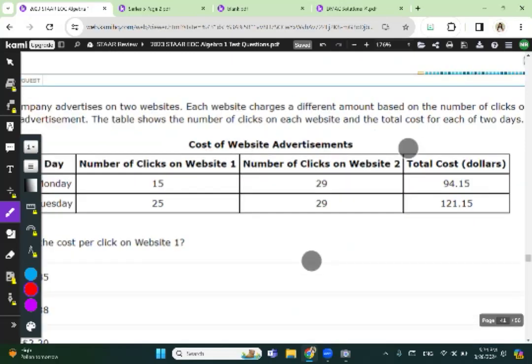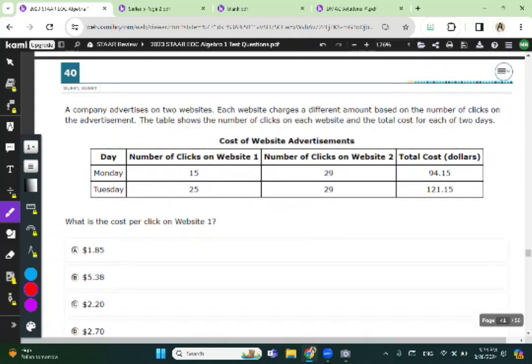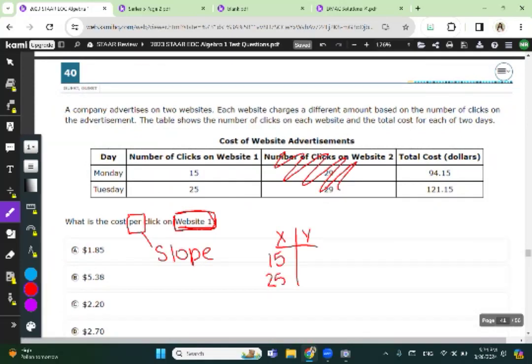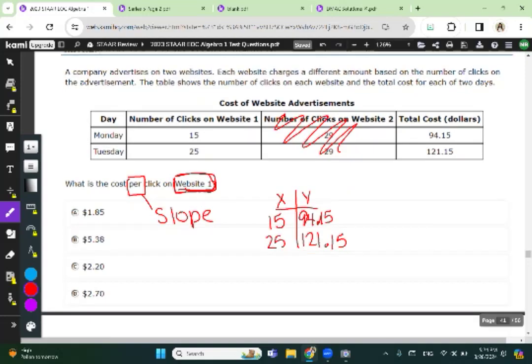Here we go. This one. What is the cost per click on website one? Per should be a keyword for slope. They want us to find the slope for website one, meaning we don't need website two. So if I condense or rewrite my table, it would be 1525, 94.15, and 121.15. You can find the slope using your calculator.